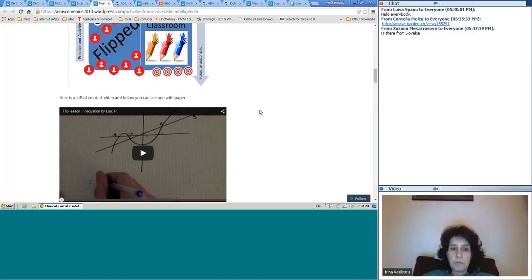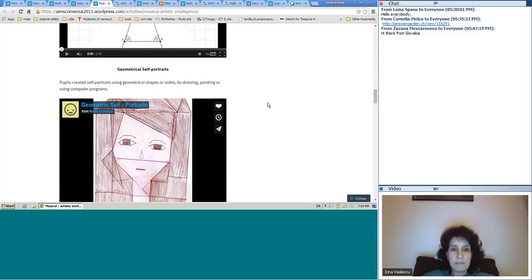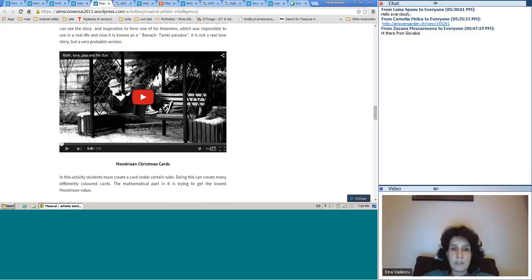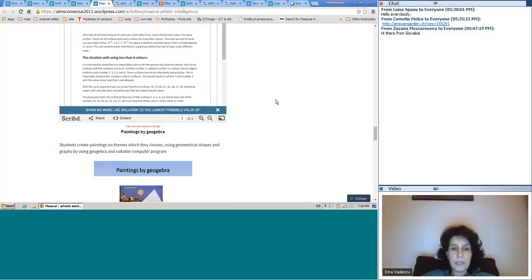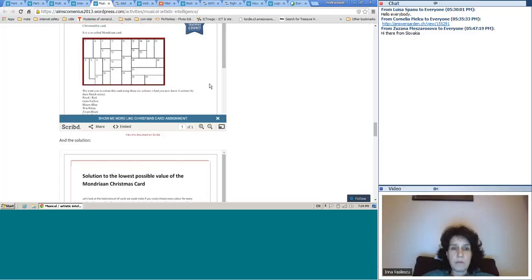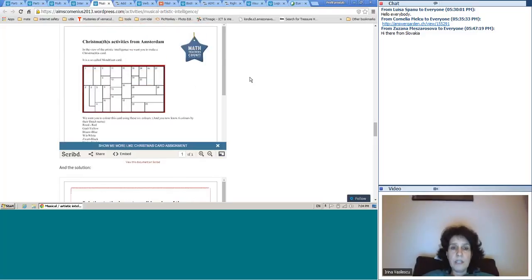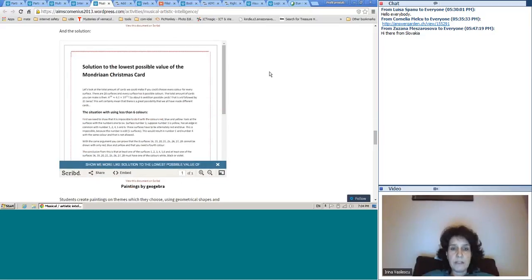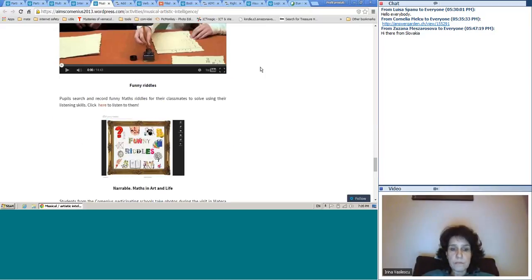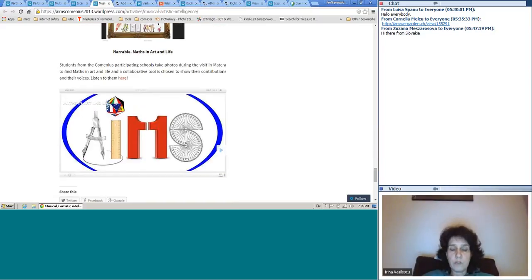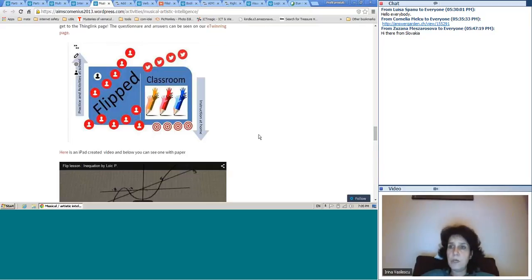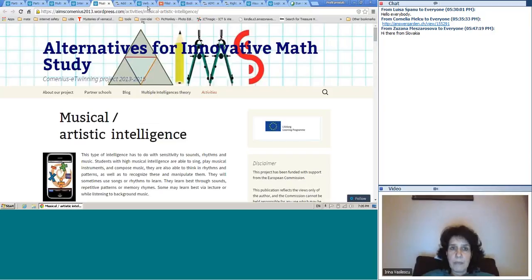Also in the musical and artistic activities, we created videos regarding important mathematicians. And also we tried to create Mondrian style cards, Christmas cards, that were also accompanied by math problems. They had to find the smallest number of colors that can be used on such a card. And there's also a link to a Narrable. A Narrable is a kind of slideshow, but it can be an audio slideshow with math in art.